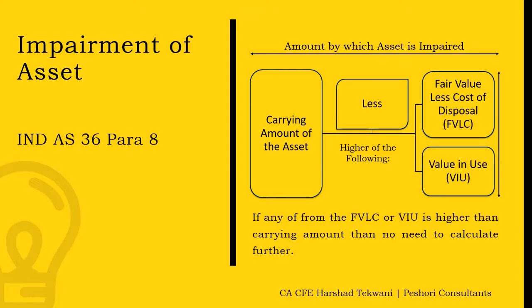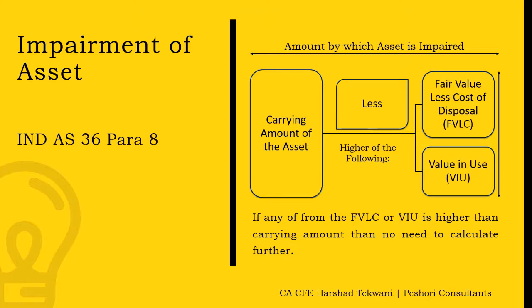Now, cost of disposal. For example, I may incur many expenses, stamp duty expenses and other expenses. So I need to deduct those expenses to derive the amount which I'll actually receive, the cash inflow from selling that asset. Let's say the amount I will fetch by selling the machine is 80 rupees, and the expense I will incur to sell that machine, maybe transportation cost, is 10 rupees. Then the net 70 rupees is my cash inflow, which will be the fair value less cost of disposal, FVLCD.